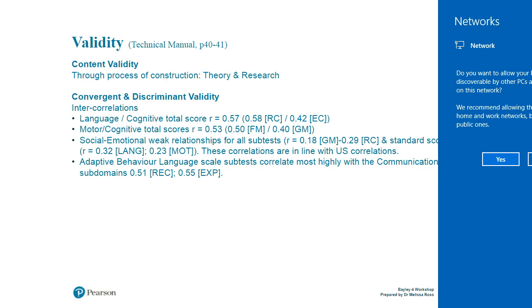In regards to the social-emotional scale, the correlations are highest with language, as expression and gesture of feelings and understanding of language are important and essential in our ability to socialise and engage with others. To be expected, the adaptive behaviour language scale correlates most highly with the communication subdomains of the receptive and expressive. The correlations are in line with US correlations.